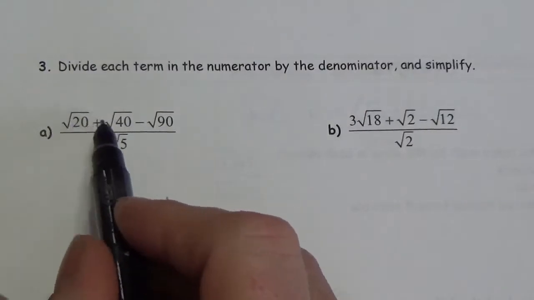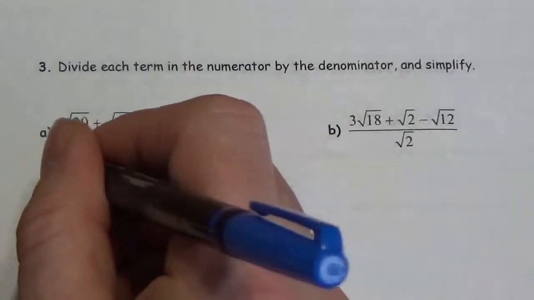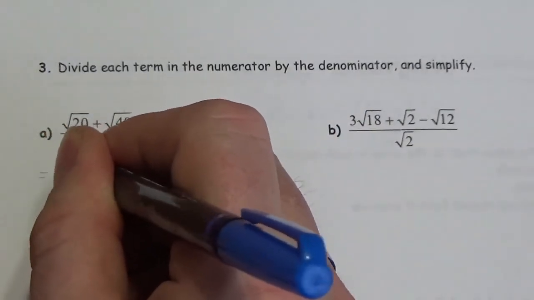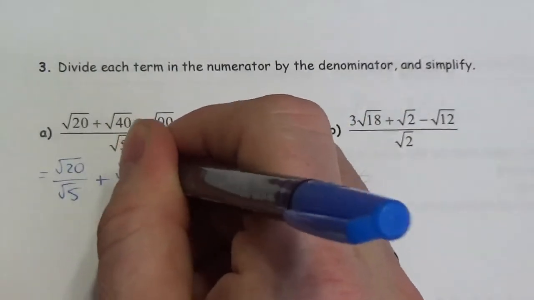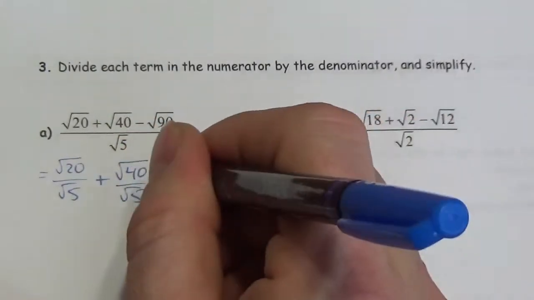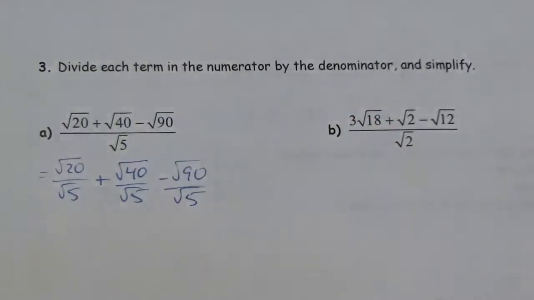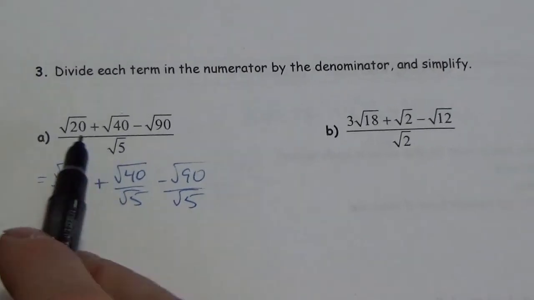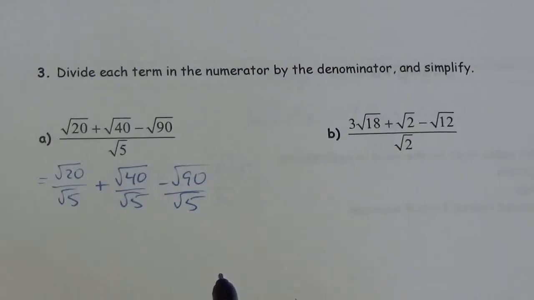When you've got root 20 plus root 40 minus root 90 all divided by root 5, what this means is this is the same as root 20 divided by the square root of 5 plus the square root of 40 divided by the square root of 5 minus the square root of 90 divided by the square root of 5. Okay, this is frequently something that people forget that you can do with division. We always understand that multiplication distributes. Well, so does division, really, in a way.